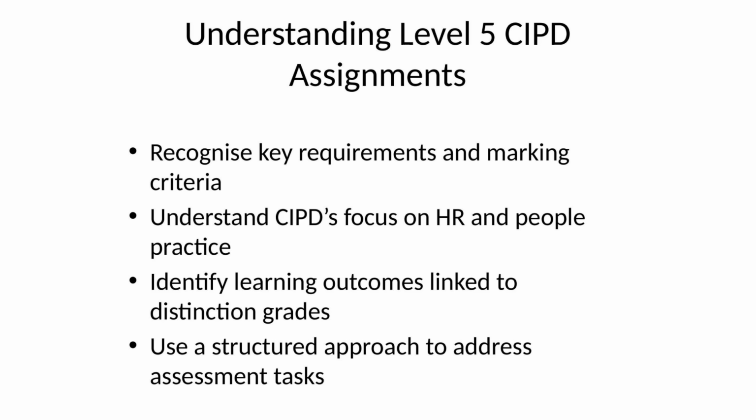To excel in Level 5 CIPD assignments, learners must first understand the specific assessment criteria. Each task is carefully mapped to learning outcomes such as employee engagement, talent management, and people development. A key strategy is aligning your responses with the marking rubric to secure higher grades. Demonstrating a critical approach rather than descriptive writing is essential. This means not just stating facts, but analyzing their implications on HR practices.